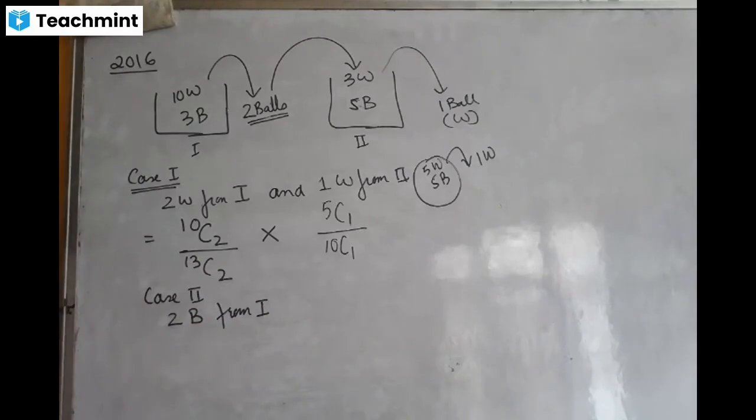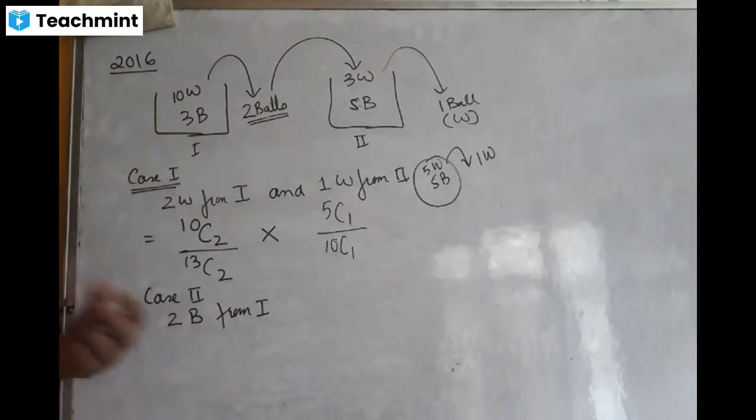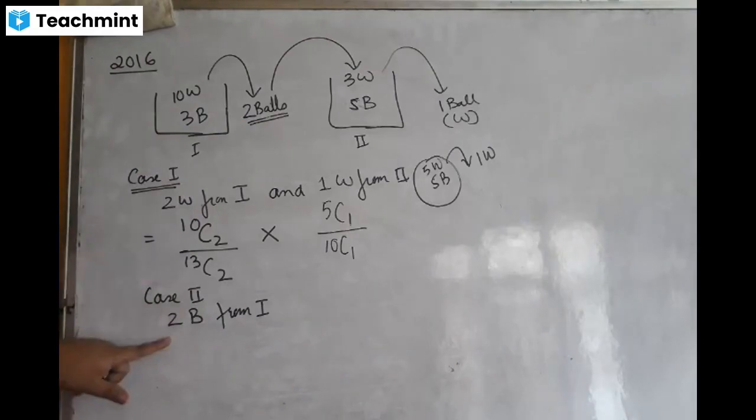Please don't get confused. यहाँबाट दुईटा ball निकाल्दैछ. We don't know what is the color of that ball. That's why we are doing all the cases. तीनटा केस हुन सक्छ: दुईटै व्हाइट हुन सक्छ, दुईटै ब्ल्याक हुन सक्छ, या एउटा व्हाइट एउटा ब्ल्याक हुन सक्छ, त्यति.